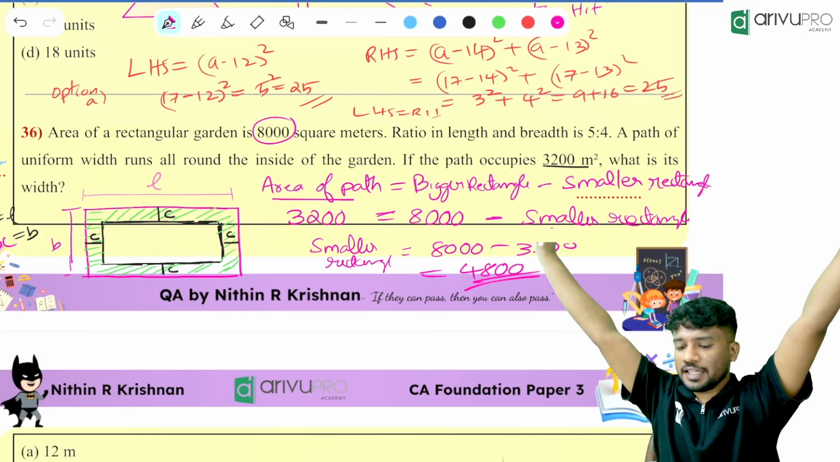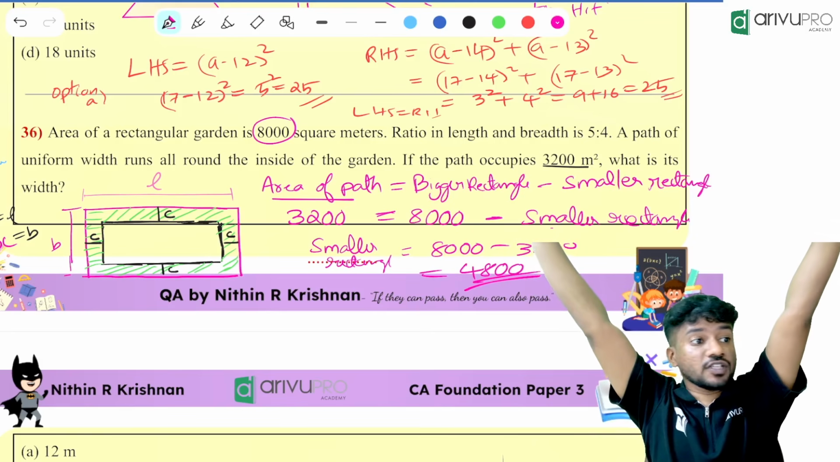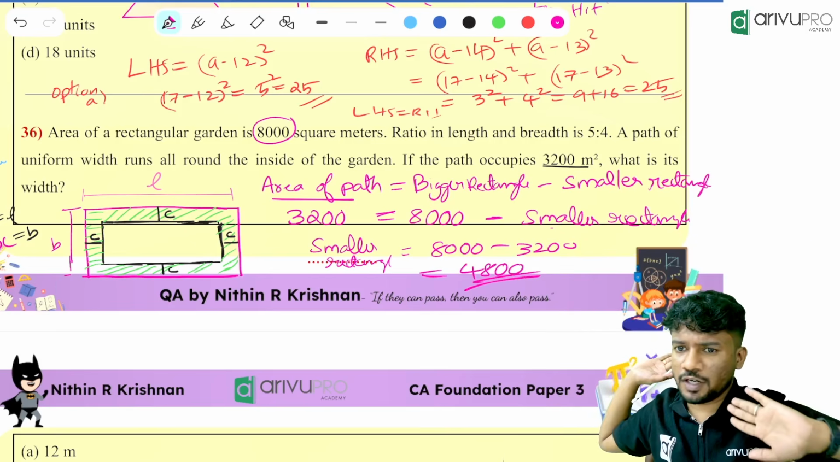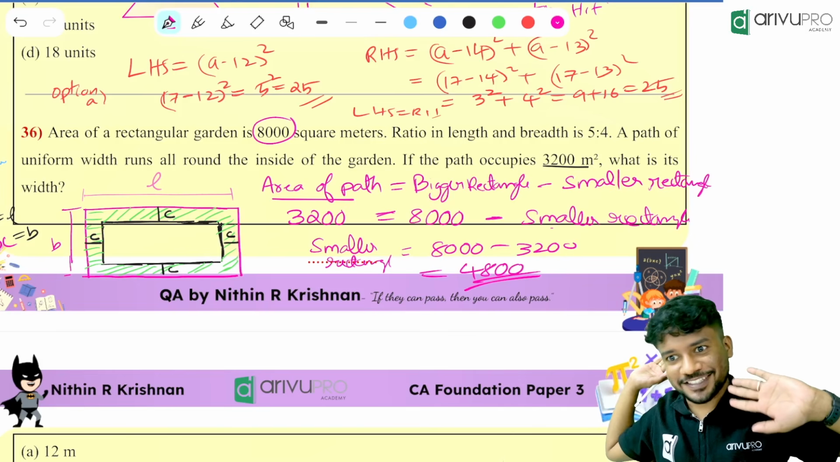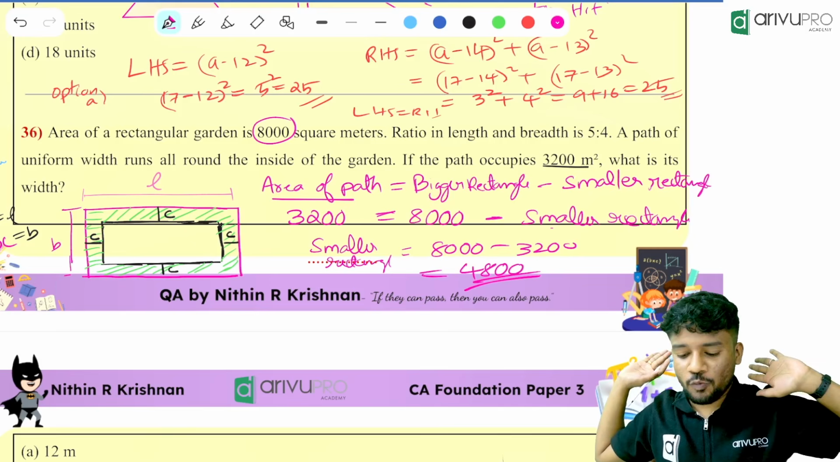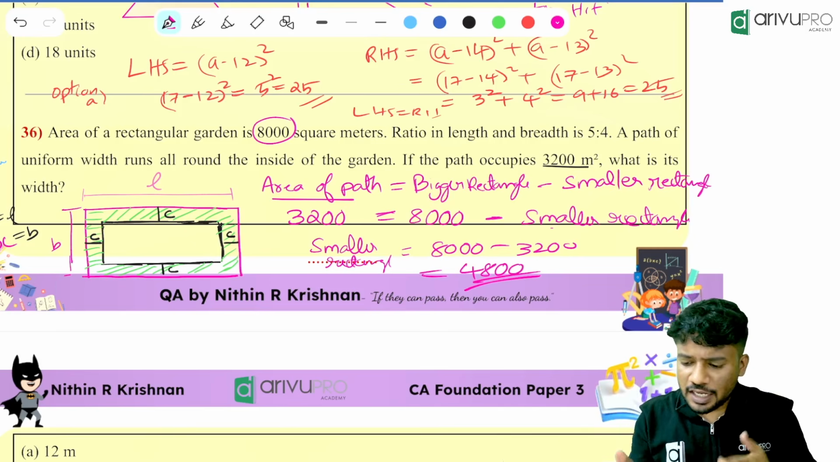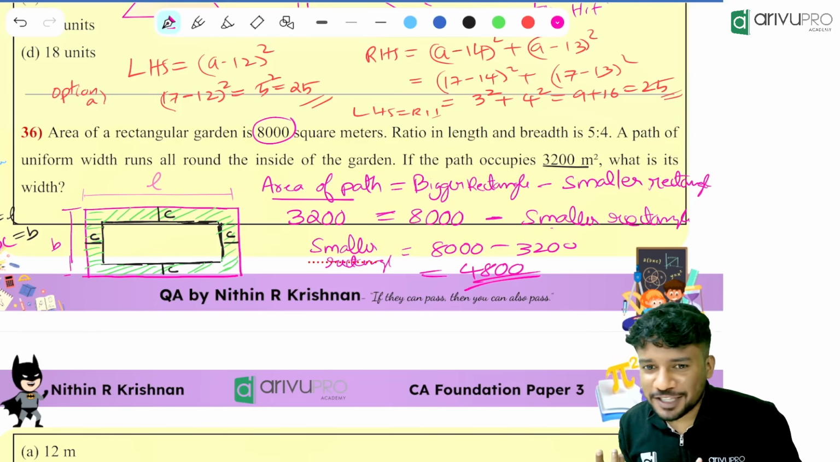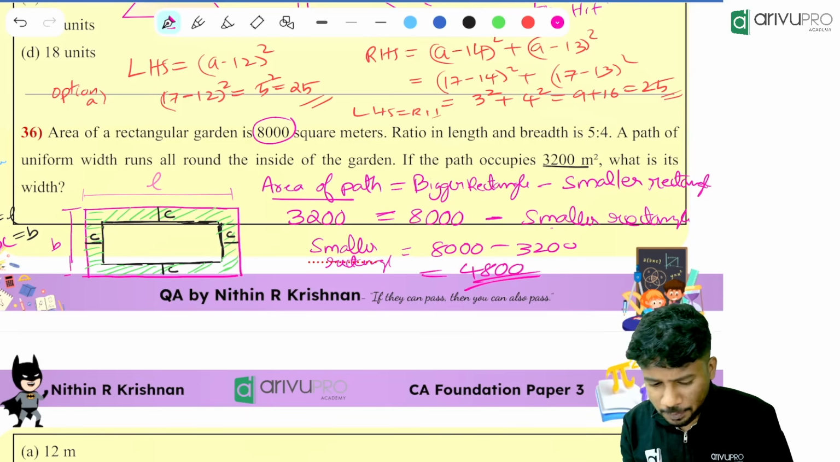Till here everything is fine now. Anyone has any doubt till here, please ask me now. Everyone understood? Yes, fine, well and good. Now, what else are they asking in the question? They are asking us the width of the path. That is the question they are asking.